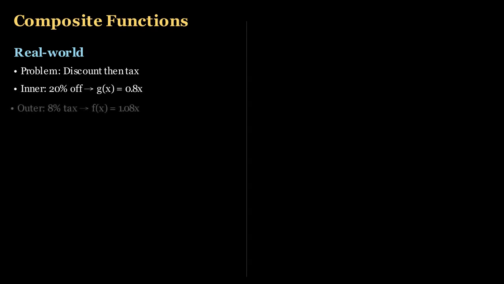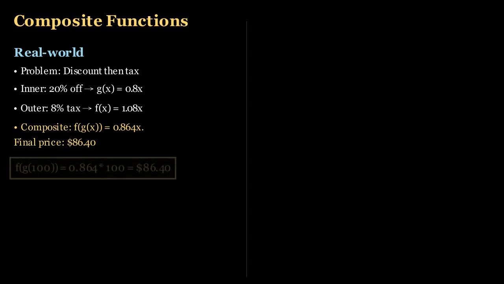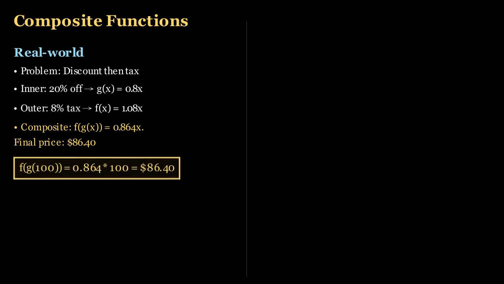Then the tax is applied to the discounted price. An 8% tax means you pay 108% of the discounted price. So the outer function f of x is 1.08x. The composite function is f of g of x, which is 1.08 times 0.8x, or 0.864x. For a $100 item, the final price is 0.864 times 100, which is $86.40.